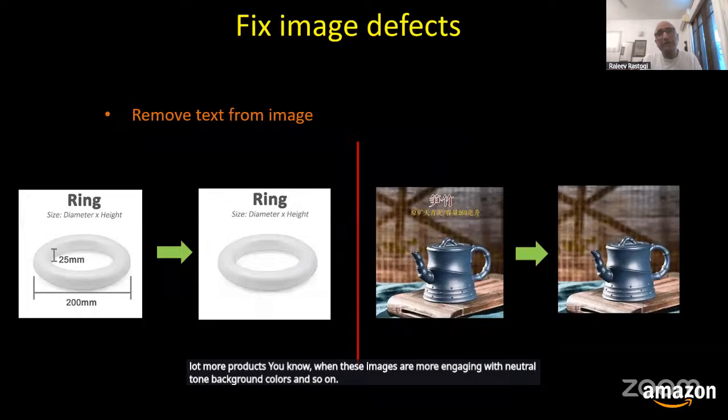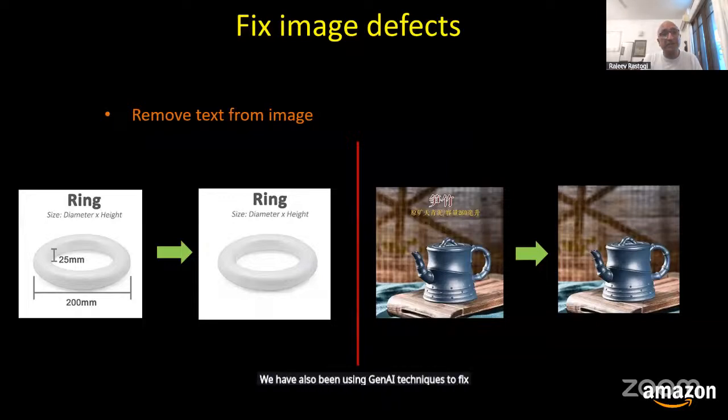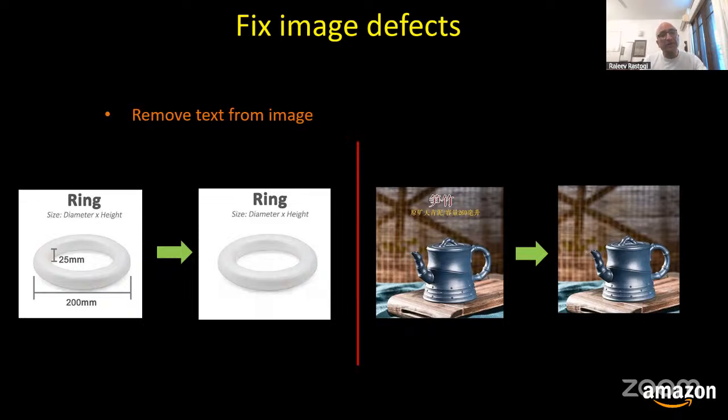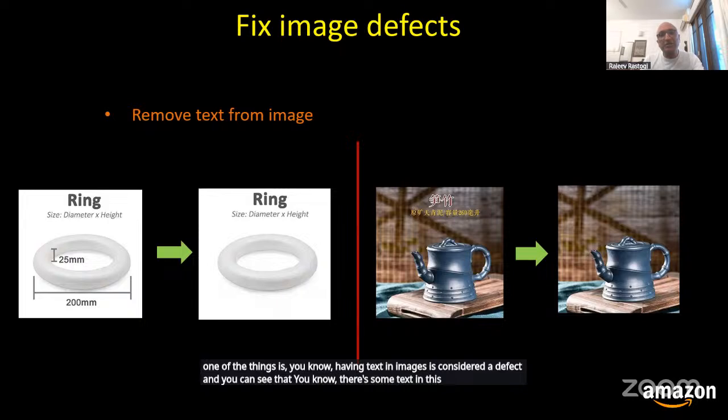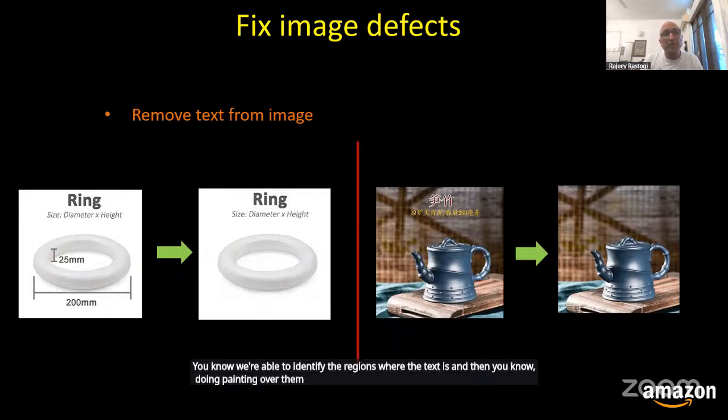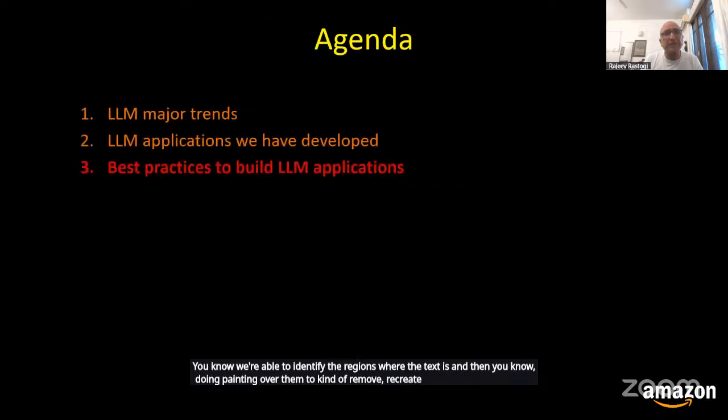We have also been using Gen AI techniques to fix defects in images, right? One of the things is, having text in images is considered a defect, and you can see that there's some text in these images on the left hand side of the arrows. Using Gen AI techniques, we're able to identify the regions where the text is, and then do inpainting over them to remove it and recreate the image without the text.